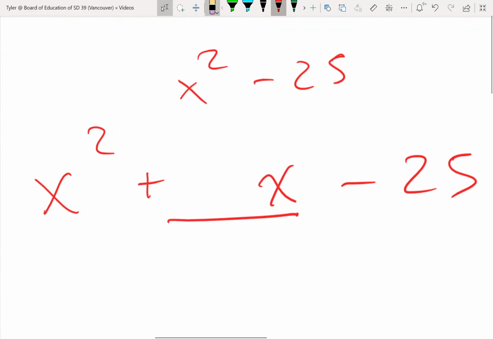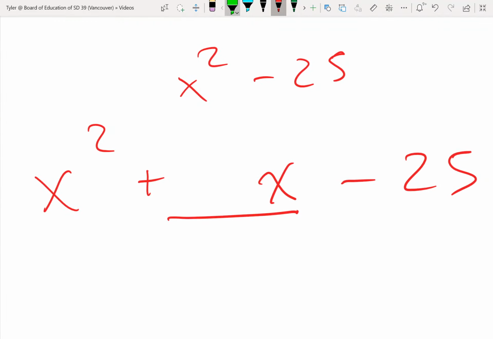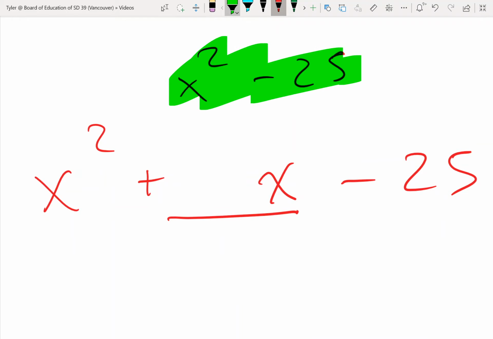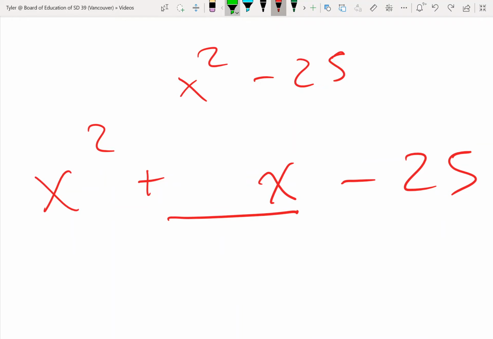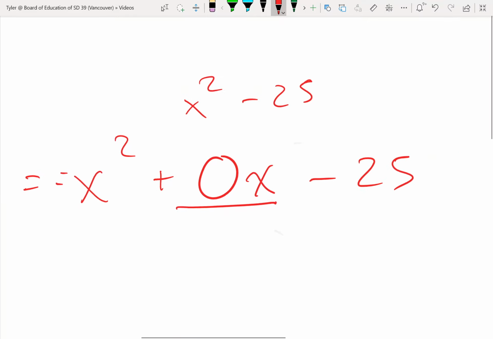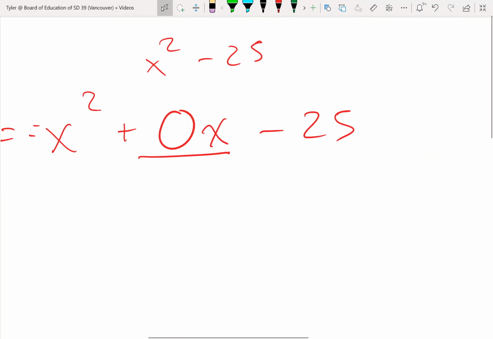Before we get into how it works, let's try and think of it like a trinomial. If I had x squared minus 25, and I needed to write it as a trinomial, the x squared's here, the minus 25's here, what's in the middle? How can I make it so that this is the same as this? Well, it'd have to be 0x, right? Because then we're adding nothing.